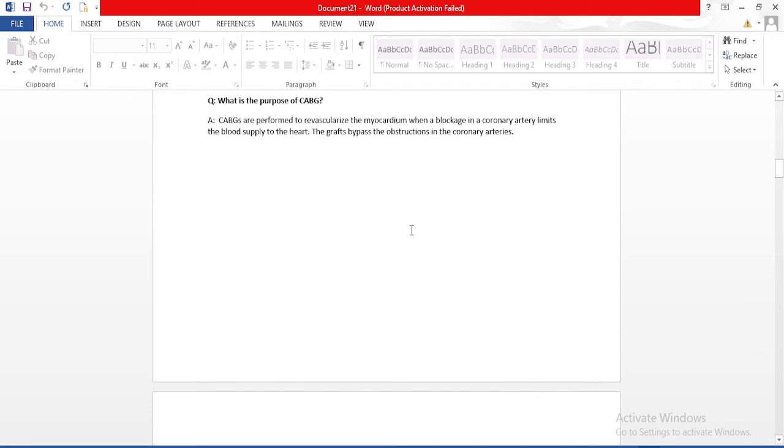Next question, what is the purpose of CABG? CABGs are performed to revascularize the myocardium when a blockage in a coronary artery limits the blood supply to the heart. The grafts bypass the obstruction in the coronary arteries.